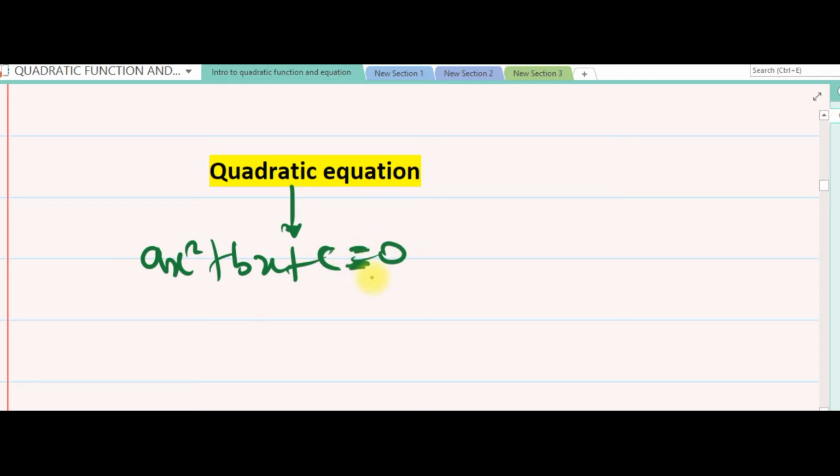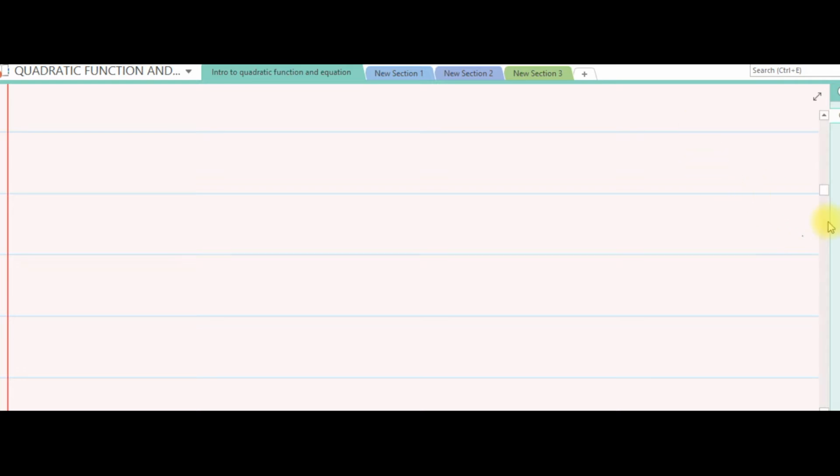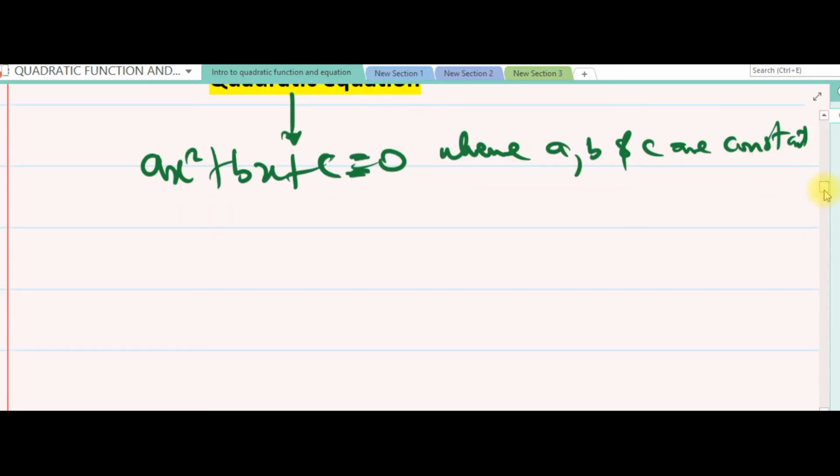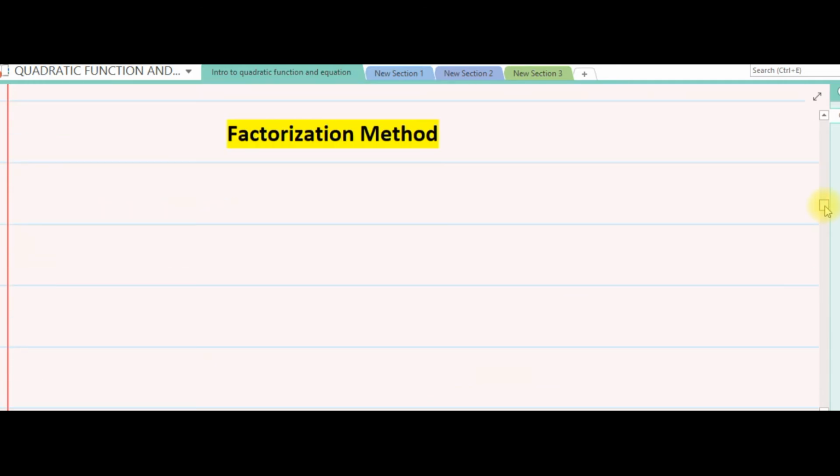So this is now a quadratic equation, a second order polynomial, where a, b, and c are constants. So they are constants as numbers now. So we now have some methods, because the next topic is the methods of solving quadratic equations. But before then, let's look at the methods of solving quadratic equations.